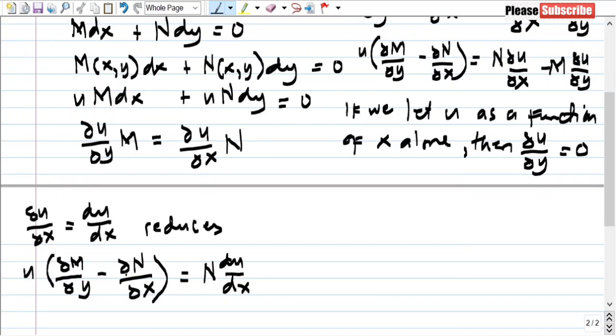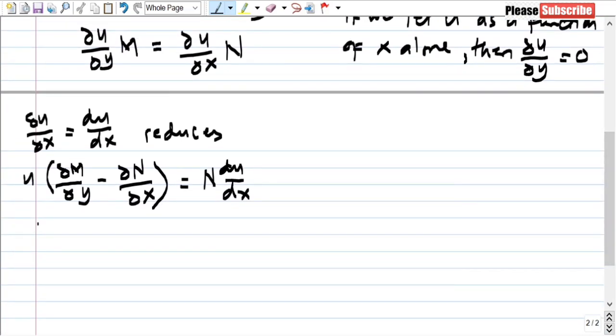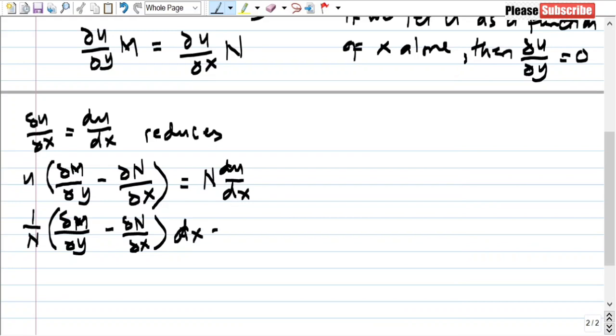And now, we put x and y together and then u together. Ano mangyari? So, parang nag-undergo tayo ng separation of variables. So, etong n, lalagay natin dito sa kabila. So, 1 over n. Yan. And then, partial derivative of m with respect to y minus the partial derivative of n with respect to x, sorry, may dx dito. Ayan, dx, and that is equal to du over u.